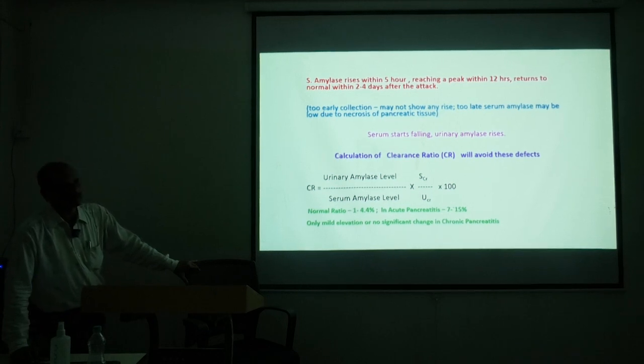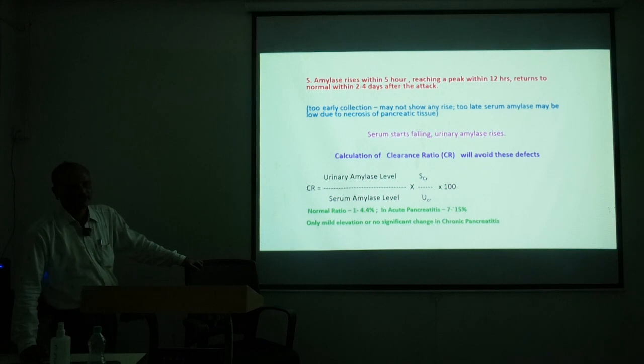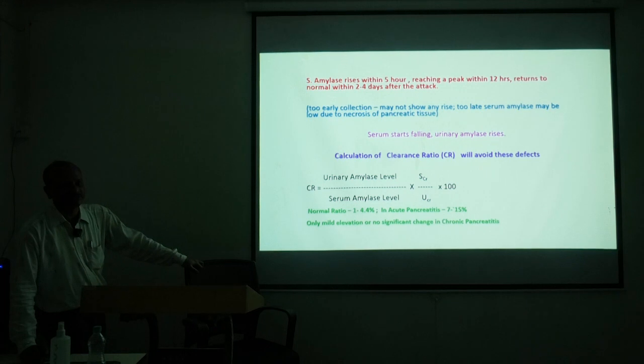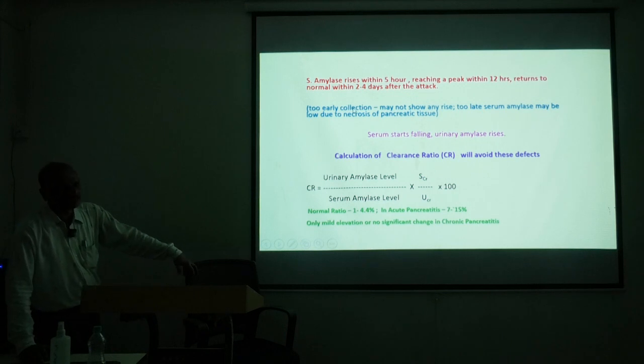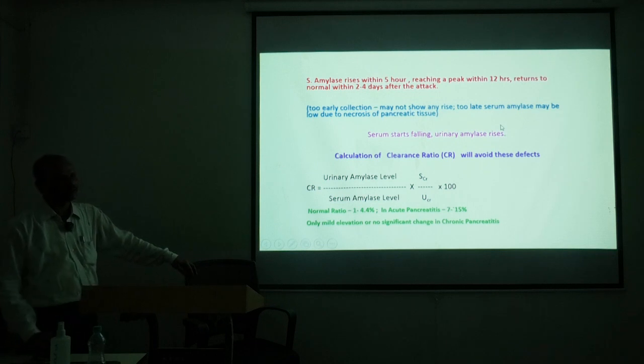And at that time, if you suspect and draw a sample, then only you will get an elevated amylase. Nobody with just a simple abdominal pain will come to a doctor. He will wait for quite some time unless it is very severe. Maybe at the dead end of the night, if the pain is so severe, the patient may be brought to you. It peaks within 7 to 12 hours and returns to normal 2 to 4 days after the attack. So if you collect too early, it will not show any rise, and if you collect too late, again the serum level will have come down to normal.